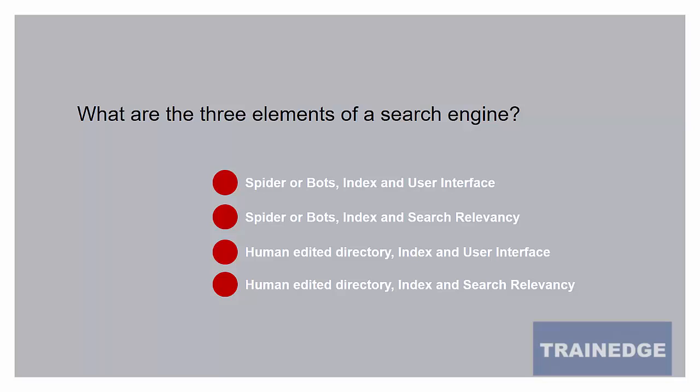The correct answer is bots, index, and search relevancy. These are the three most important elements of a search engine.